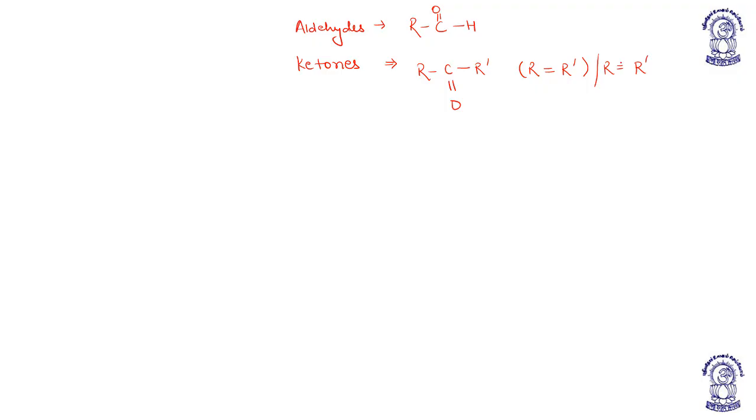So in the first slide, we are going to discuss aldehydes. They can be represented as, and ketones can be represented as R-R', where R and R' can be equal and they cannot be equal. I mean, it can be symmetrical as well as unsymmetrical, right? As in the case of ethers.